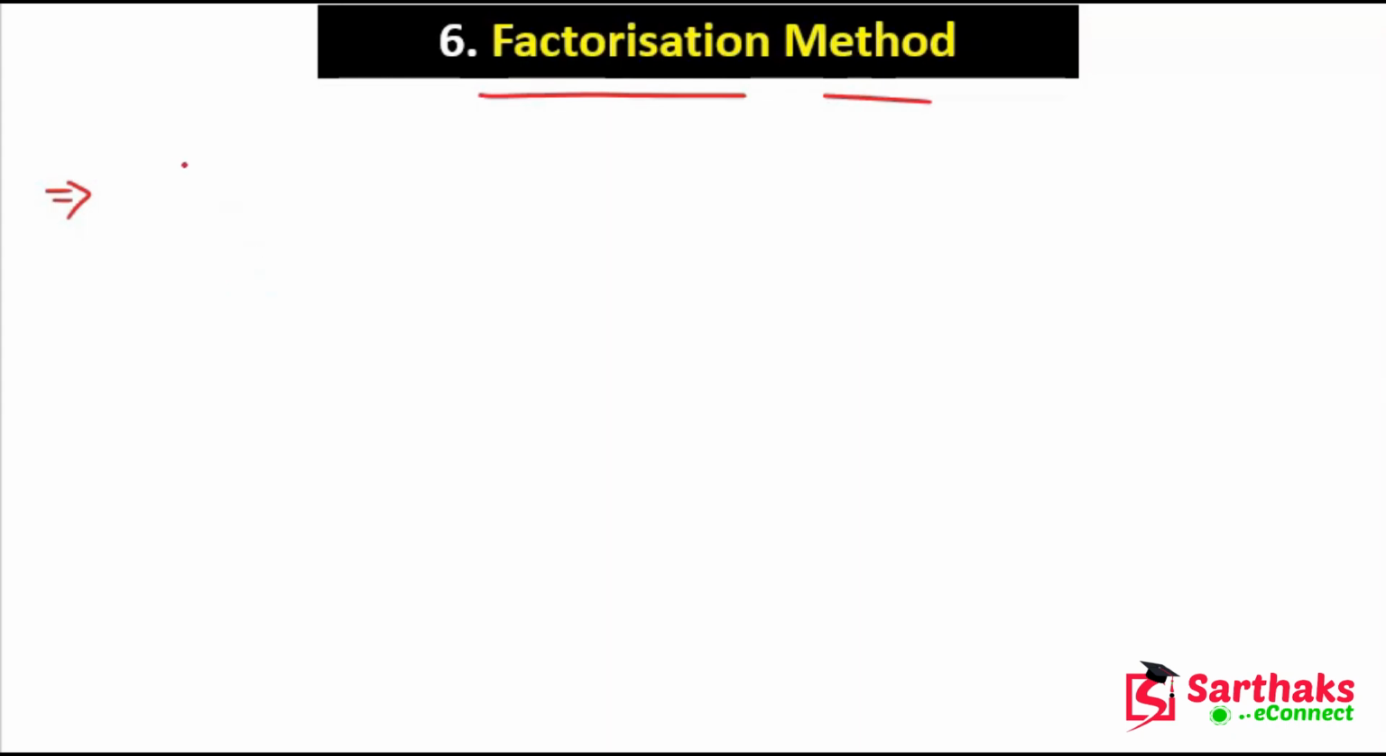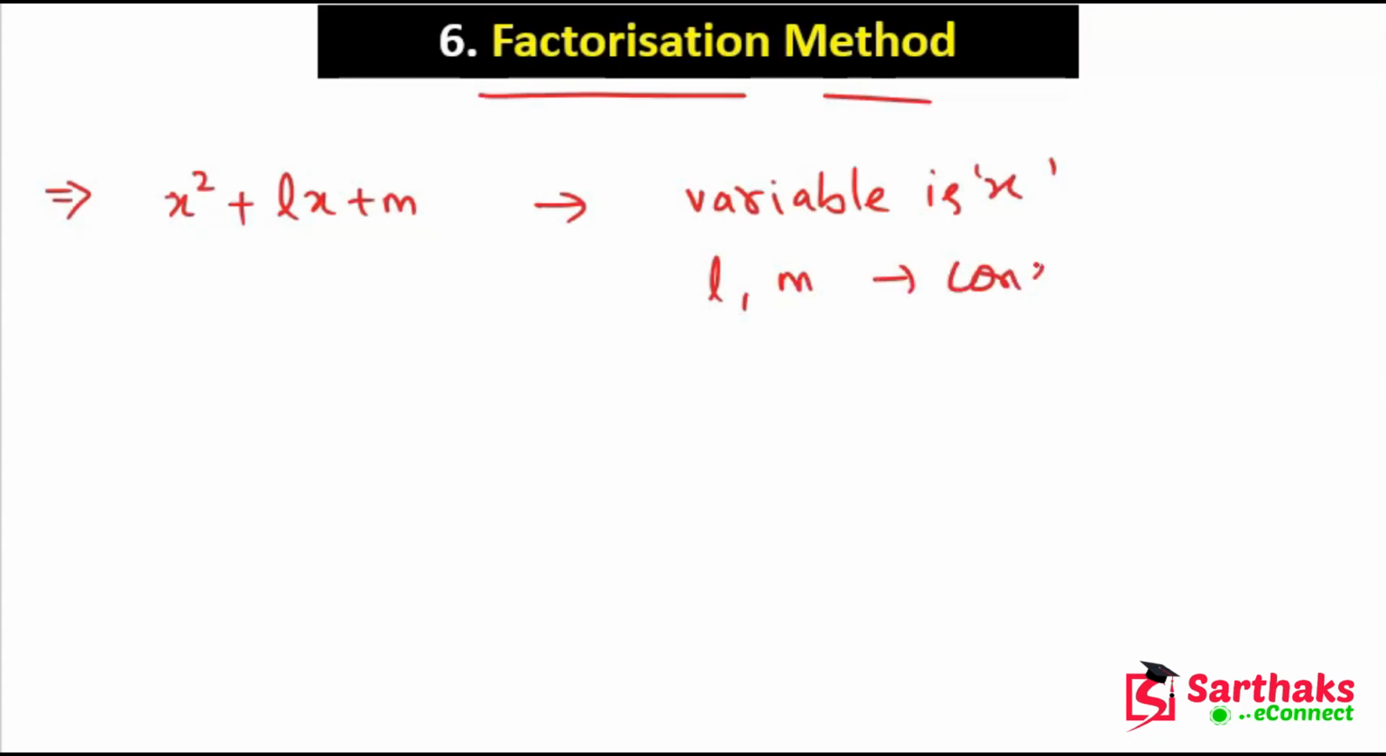Now, as we know about the quadratic polynomial, what is a quadratic polynomial? One which has degree 2. Let's suppose we have a quadratic polynomial x square plus lx plus m. This is a quadratic polynomial. In this, the variable is x. x is the variable. I hope you get this point, my dear friends. And here l and m are constants.